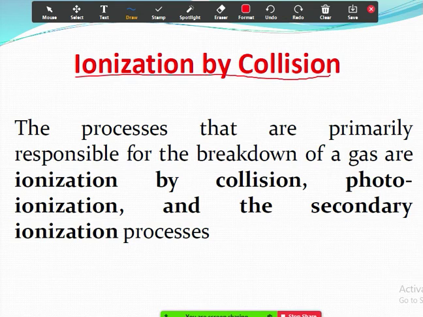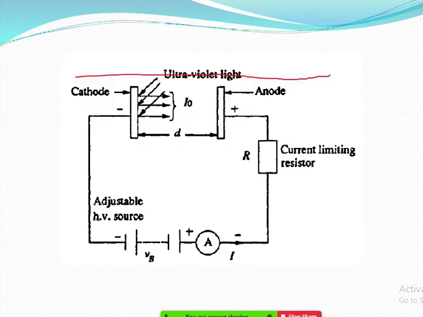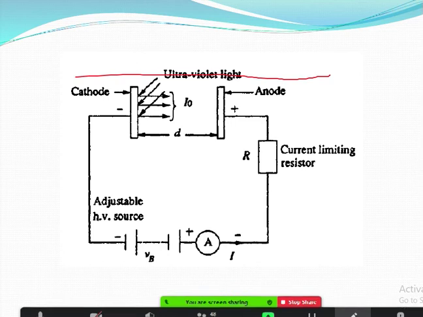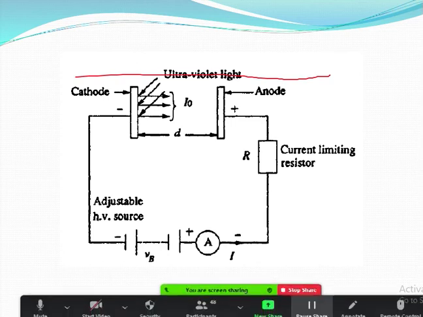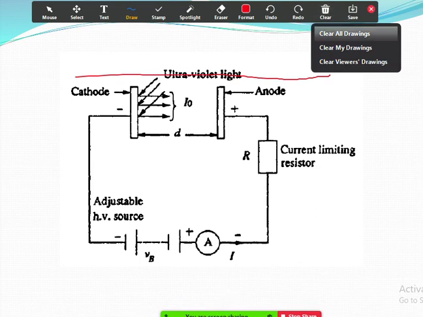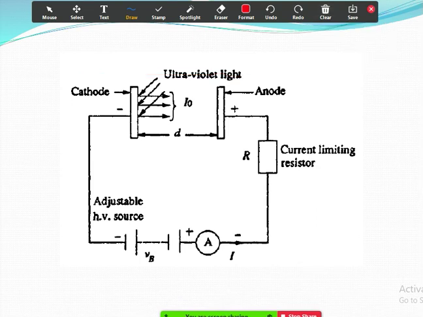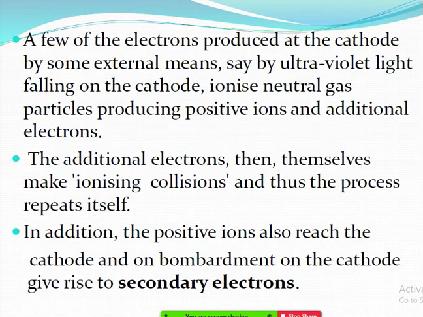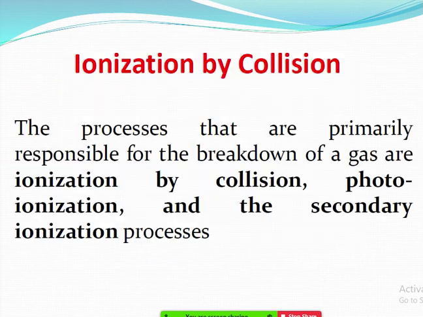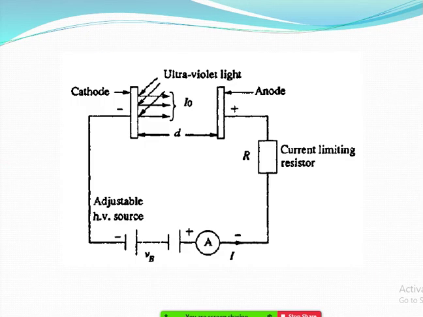We'll move on to the diagram. If you see this diagram, your first one is ionization by collision. What is meant by ionization by collision, we will see. I think you are able to see the diagram on your screen.